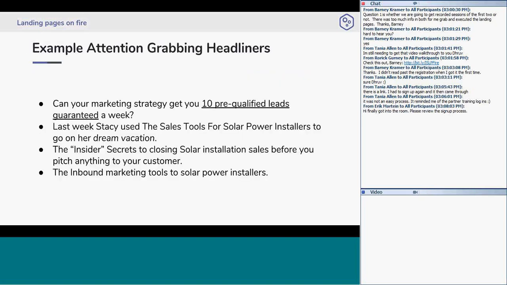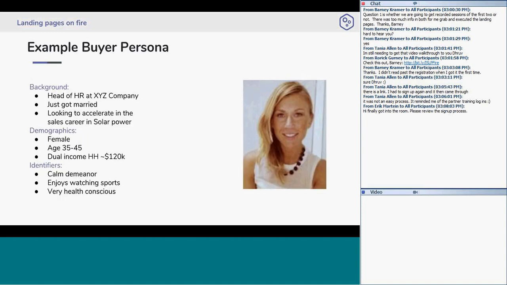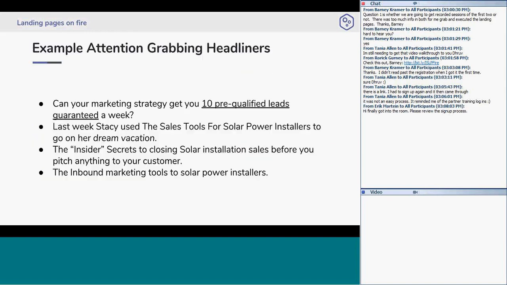And so what I've done is I've created a few examples around your business, and these might not be relevant at all, but just to stab at it, I wrote out a few marketing messages over here that would work as a headline for your landing page. It could very well work as a topic for your ad that you're running also, right? So the first one says, can your marketing strategy get you 10 pre-qualified leads guaranteed a week, right? That's for somebody like this lady over here looking to accelerate in the sales career in solar power.